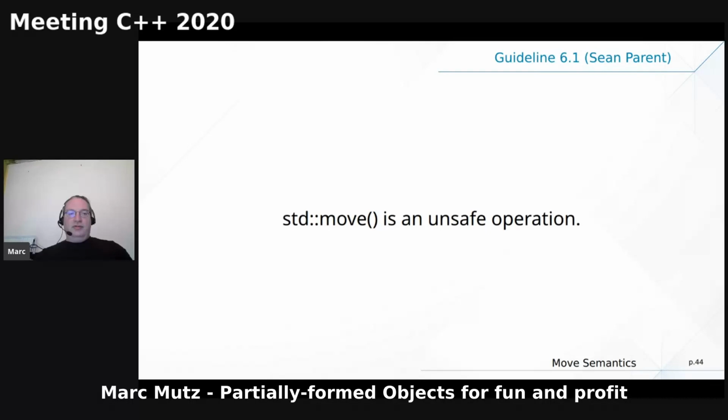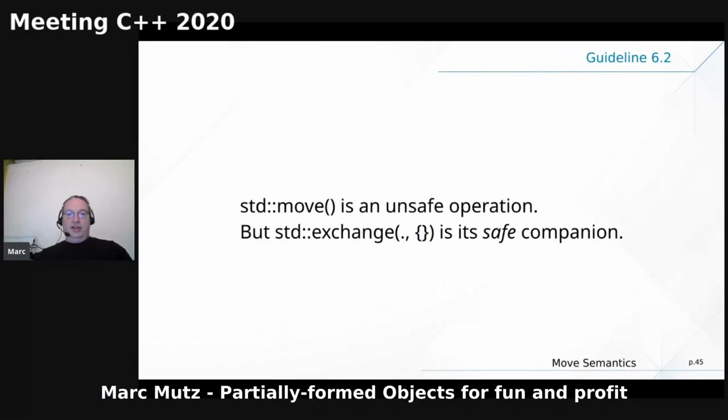There's hope, though, because although std::move is an unsafe operation, there's a safe companion, and you might not have looked at it. std::exchange is a safe companion of std::move, because std::exchange also does a move out of the original value. std::move is just a cast, but std::exchange actually moves, so you know that the value is out of the original variable after std::exchange has returned, and you get to choose the new value of the variable as the second argument of std::exchange.